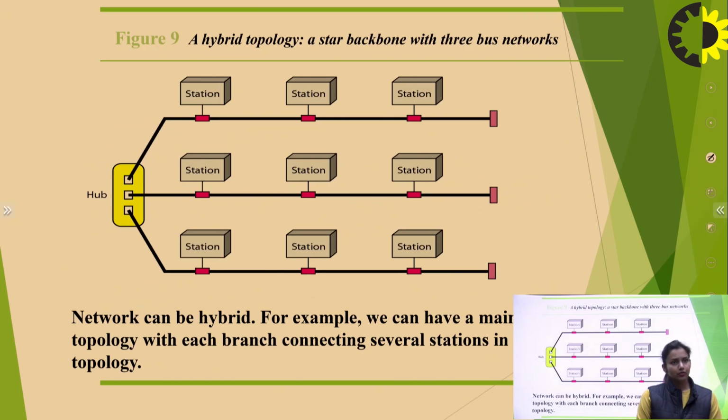Here is the hybrid topology, a star backbone. We have the star backbone hub, and we have the star backbone. Then we have these 3 bus networks. This type of network, the hybrid network, works in our industry in different ways.